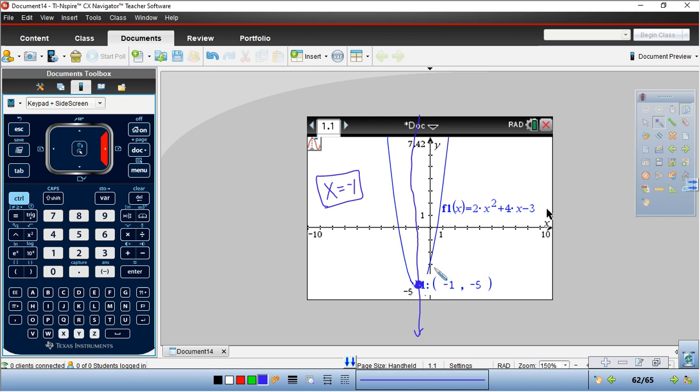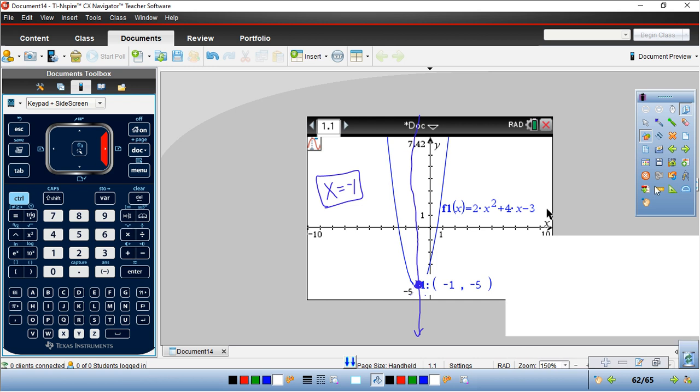Okay, next thing is, it doesn't say to do this, but you need to be experts at this. You need to be like, man, like expert. What's my domain? Y'all should know this one already. What is my domain for this?